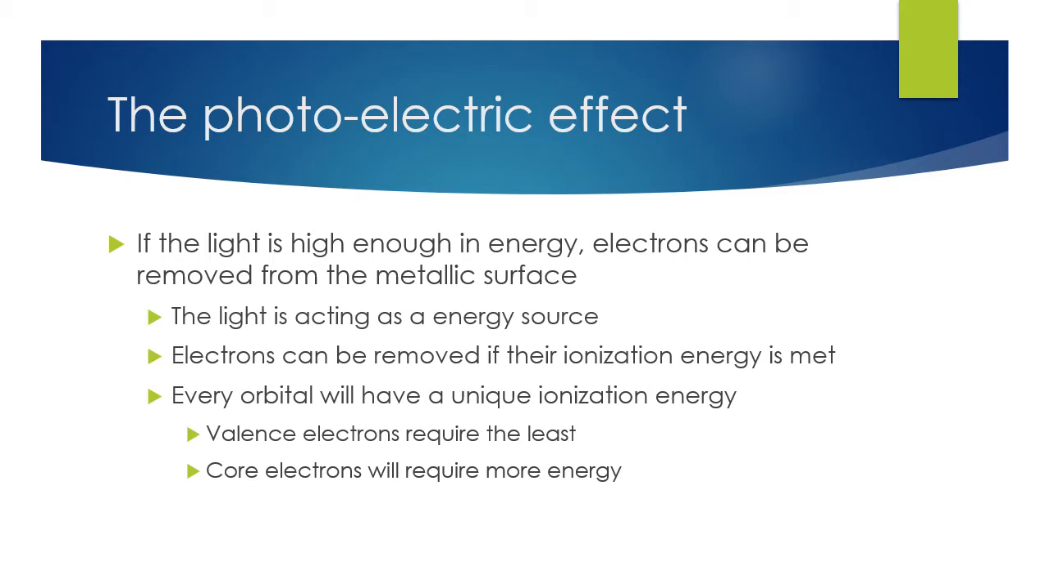valence set, especially in the same orbital, should have the same ionization energy. And then each of the different core orbitals will have their own unique ionization energy as well. Because the core electrons are closer to the nucleus and therefore are more tightly bound to the nucleus, they will require more energy to be removed than the valence electron set will.